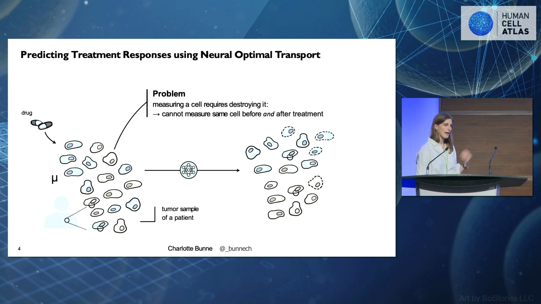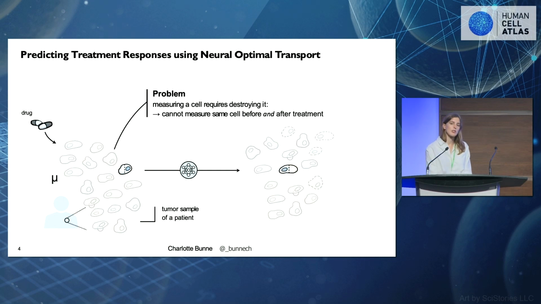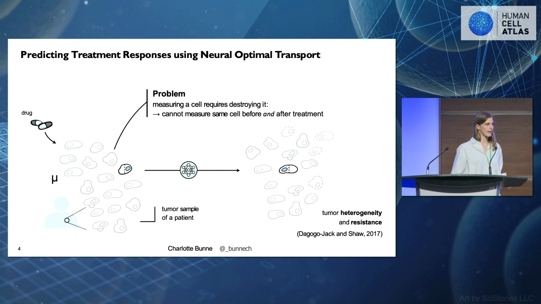So again, as I mentioned, the problem is measuring requires destroying. I cannot measure the same cell before and after. I only have access to samples of a distribution of unperturbed and perturbed cells. And of course, I could just look at the average effect, but we all know that in particular in cancer, tumor heterogeneity is a driving factor of understanding resistance mechanisms and so on and so forth. So I want to do these predictions on the level of single cells.